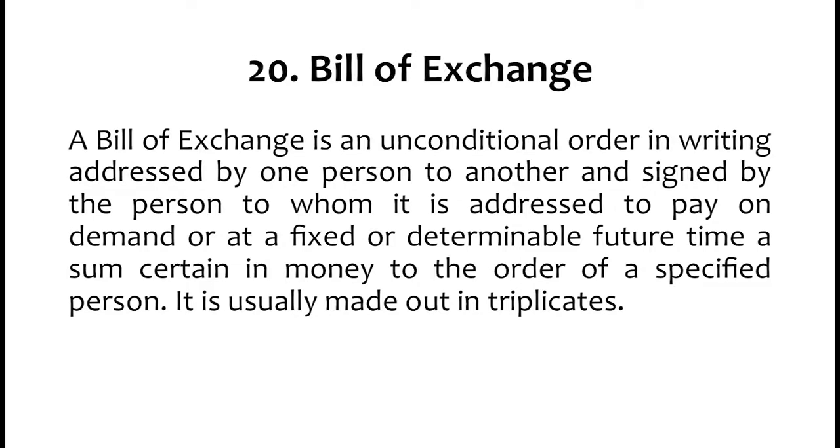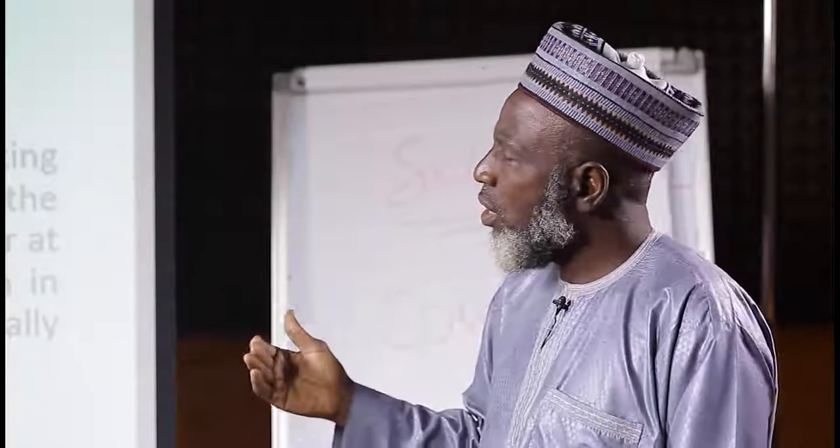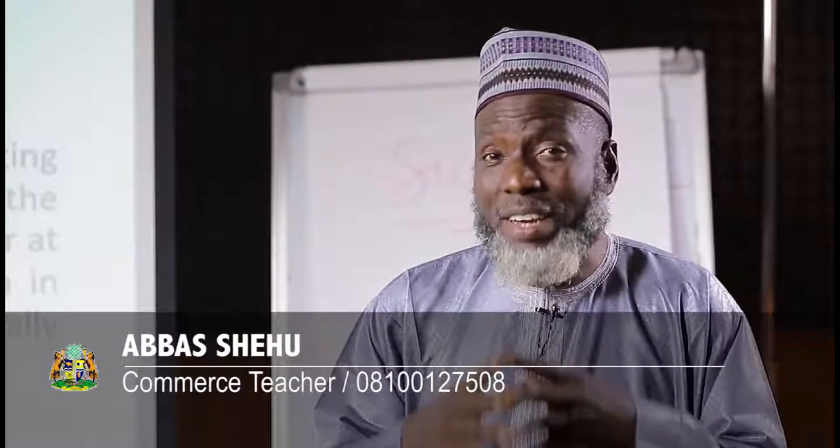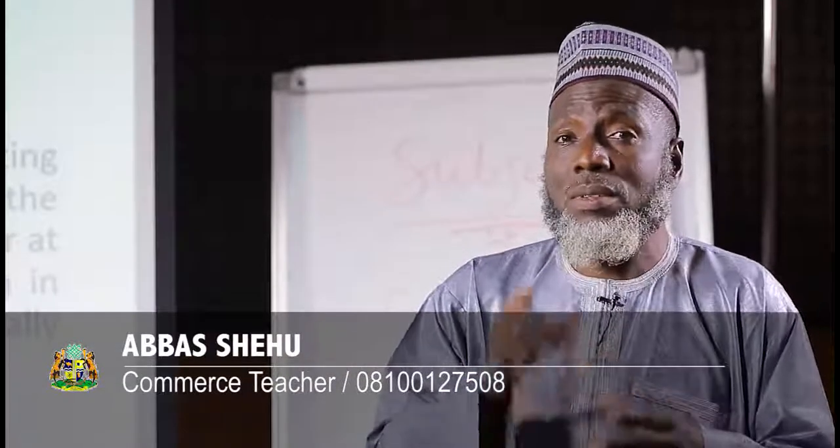Then we go to the last one, which is a bill of exchange. It is an unconditional order in writing, addressed by one person to another and signed by the person to whom it is addressed, to pay on demand or at a fixed or determinable future time a sum certain in money to the order of a specific person. It is usually made out in triplicate. This is a very vital document used in foreign trade.